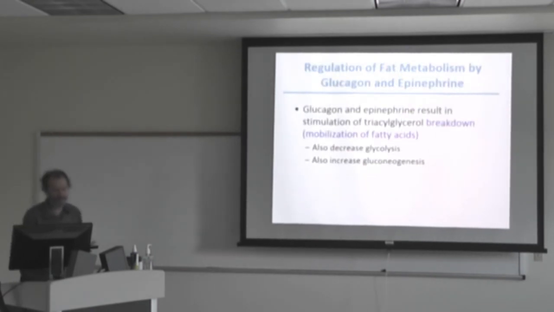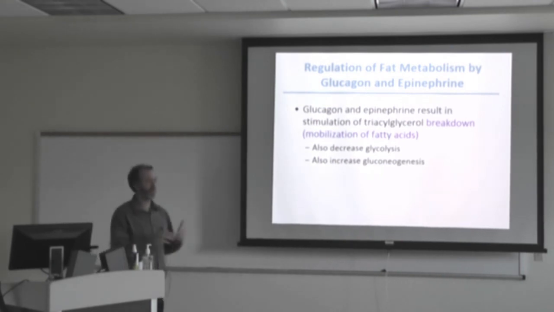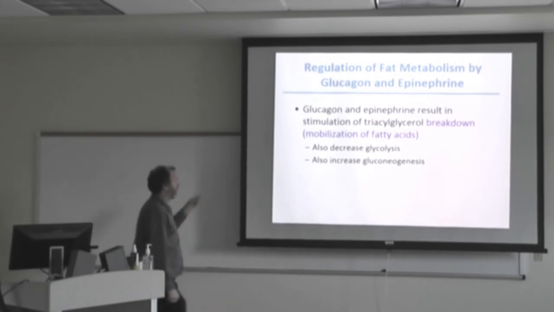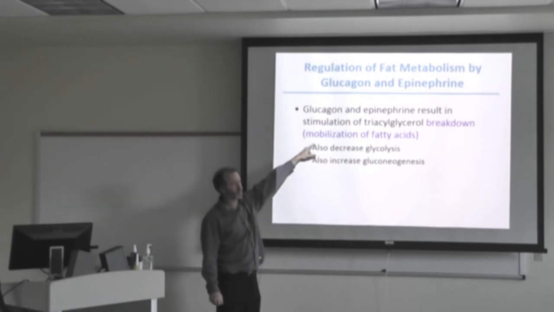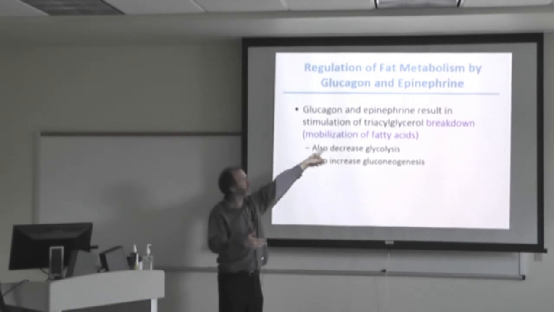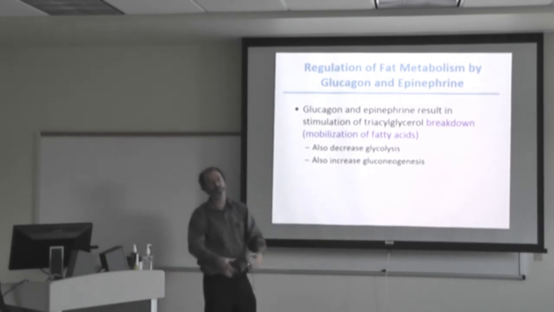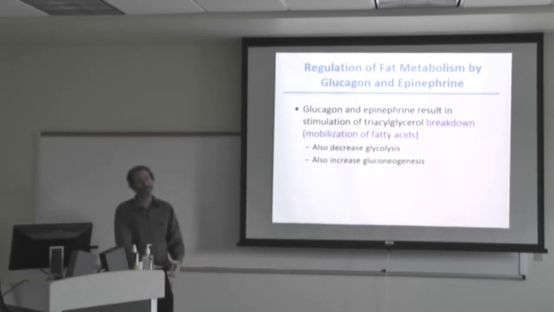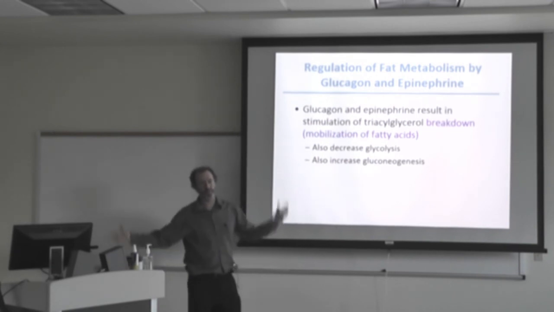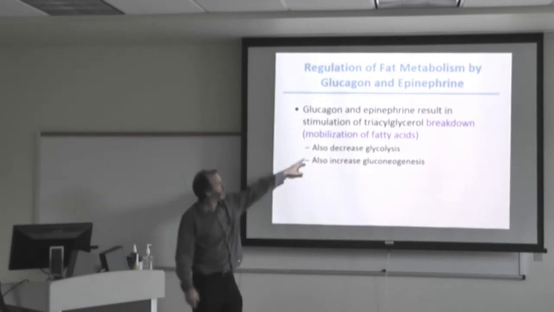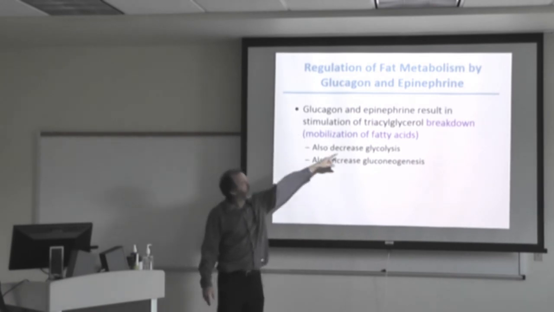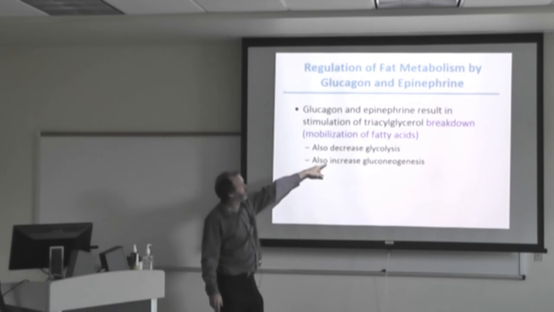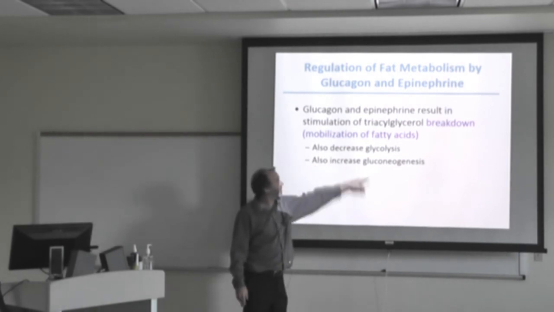Regulation of fat metabolism by glucagon and epinephrine. Remember, they tend to have the opposite effects as insulin. So glucagon and epinephrine result in the stimulation of triacylglycerol breakdown, also known as the mobilization of fatty acids. We want to mobilize fatty acids when we need energy and use them for energy. We want to store fatty acids when we have plenty of energy and can store them. So glucagon and epinephrine stimulate triacylglycerol breakdown and also decrease glycolysis and increase gluconeogenesis.